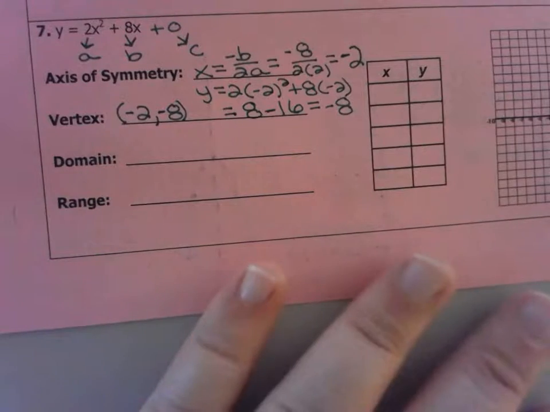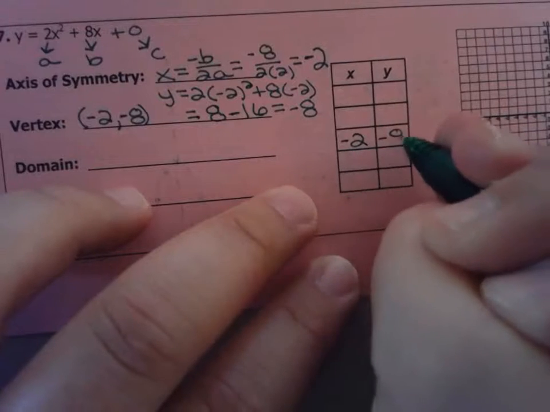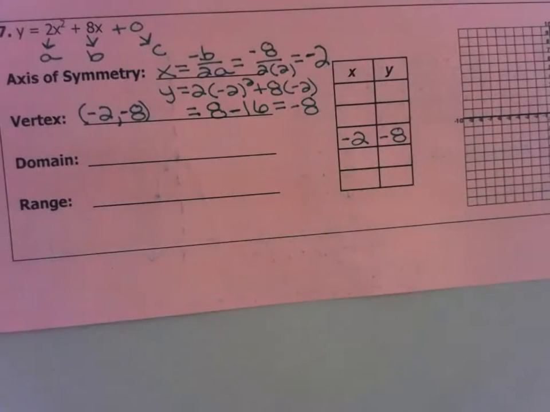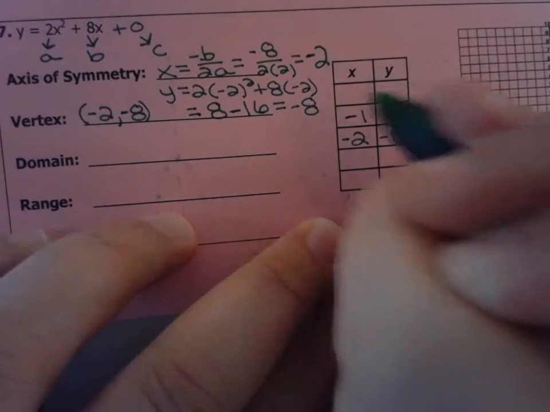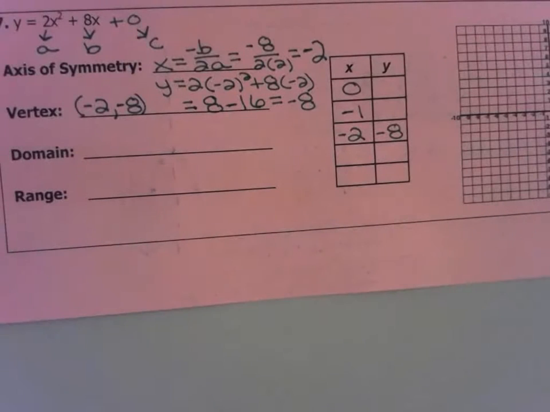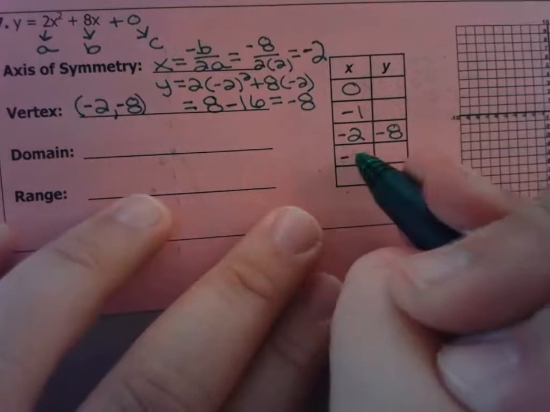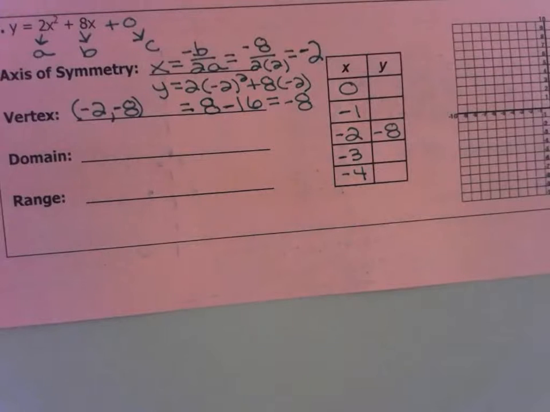I'm just saying. Okay, so your vertex goes in the middle: negative 2, negative 8. I pick 2 to the left and 2 to the right. If I pick 2 to the right, that's going to be negative 1 and 0. It doesn't matter the order. And then 2 on the other side will be negative 3, negative 4. Okay? So you pick 2 above it, 2 below it, 2 to the left, 2 to the right.